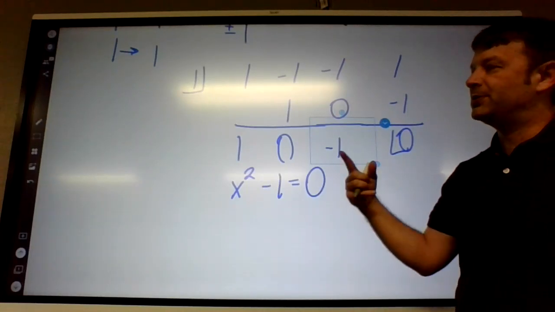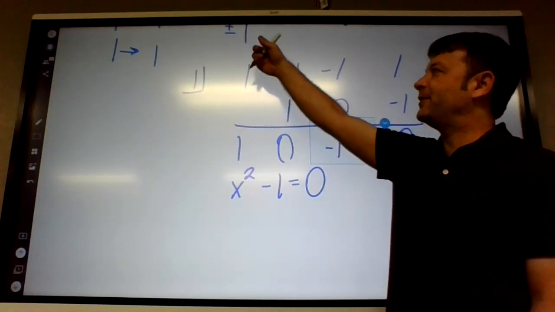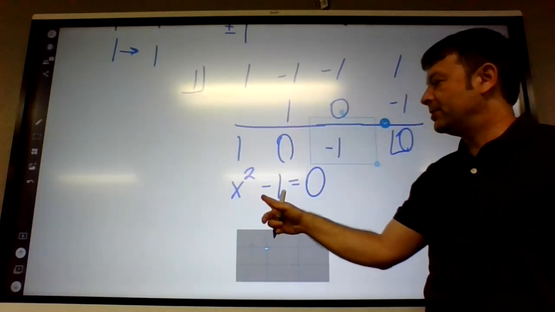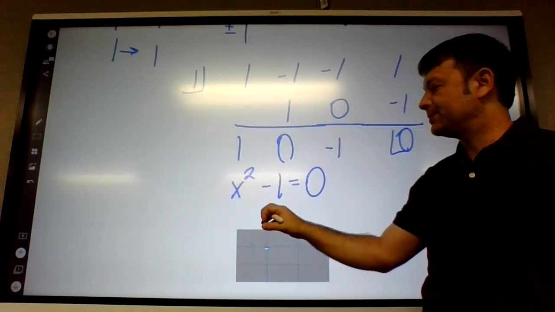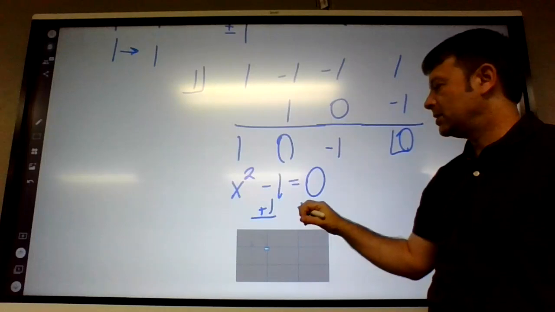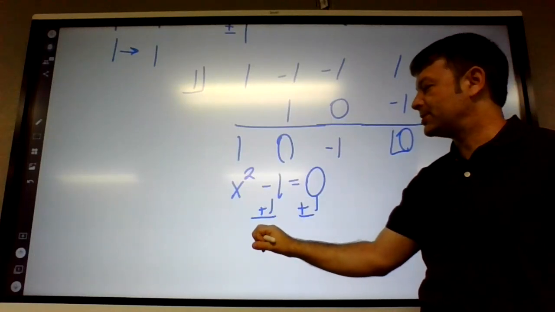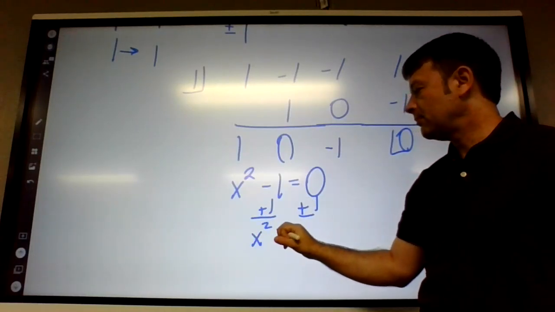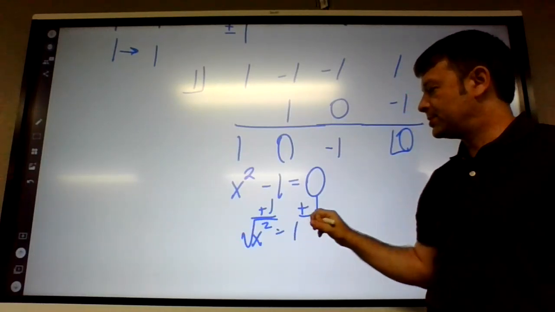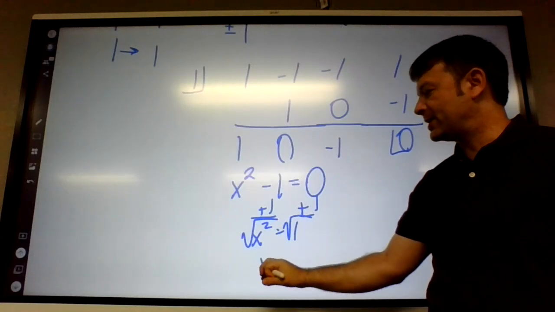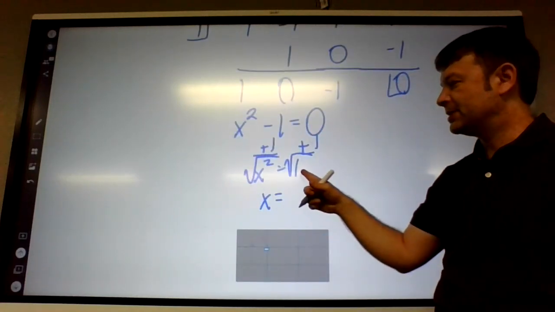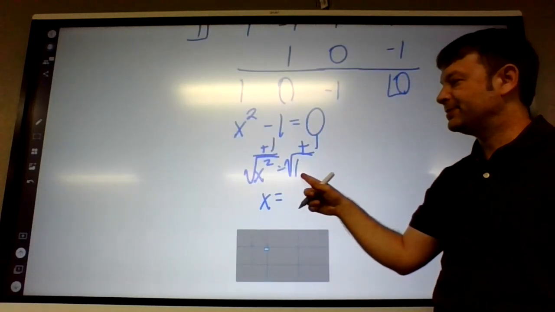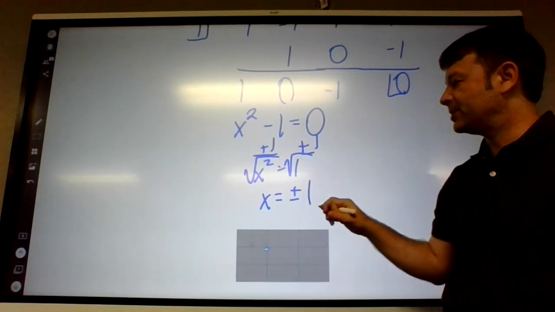So we could try plugging stuff in again, but what's the easiest way to solve this? Add 1 and then square root. It's also a square minus a square. Square root, so if x squared equals 1, x is what? Plus or minus. There we go, plus or minus 1.